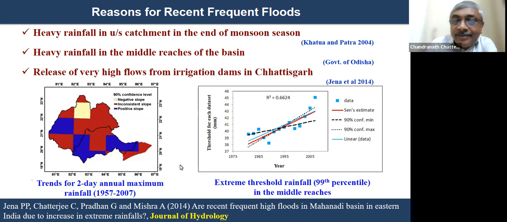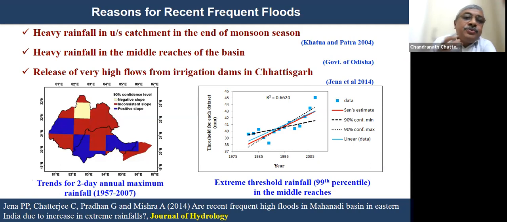Now, we also tried to investigate the reasons for the recent frequent high floods, and you can get the details in this particular publication. If you see here, these blue tiles are basically the regions where the extreme rainfalls have been increasing, and that is the unregulated part. So this is also causing the floods to increase in this Mahanadi basin. Same for the extreme thresholds as well, right? So this is one of the reasons.